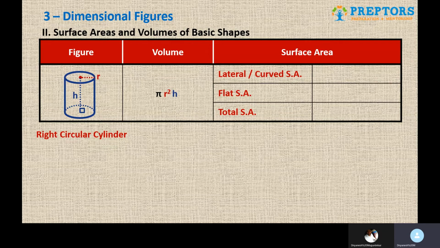Lateral surface area, or we will call it curved surface area. It's a rectangular sheet when you open it up, which has been rolled in the form of a circle. Its width is basically the perimeter, 2 pi r, rolled along the entire height from top to bottom. Hence, curved surface area becomes 2 pi r h. Flat surface area, two circles, top and bottom, pi r square each. That means 2 pi r square is the flat surface area. Addition of flat and lateral, you will get the total surface area, which will be 2 pi r, r plus h.